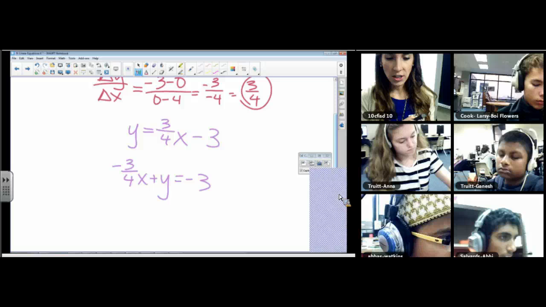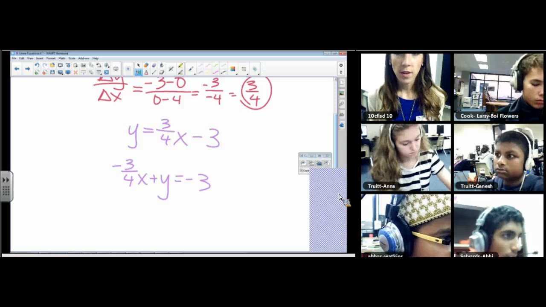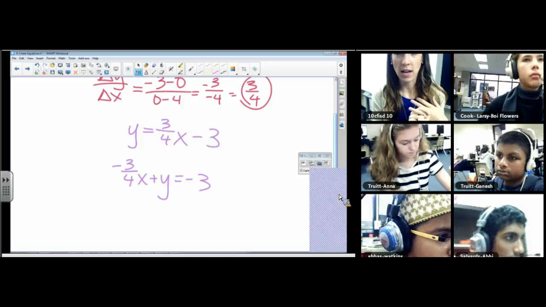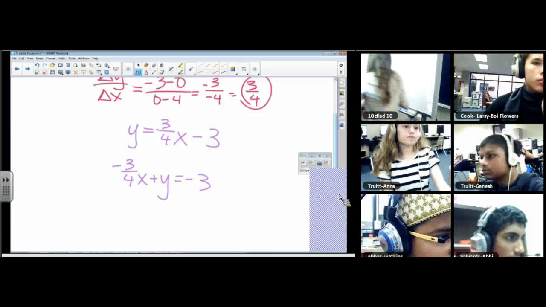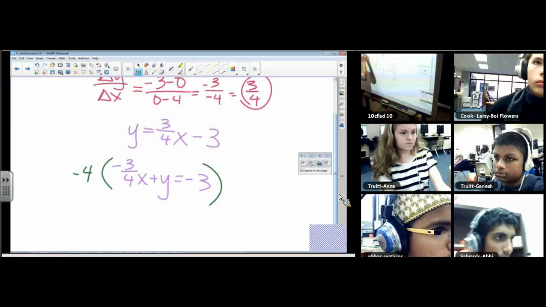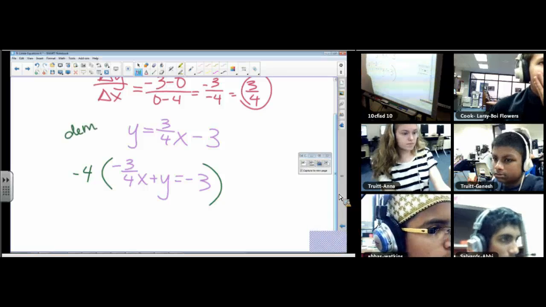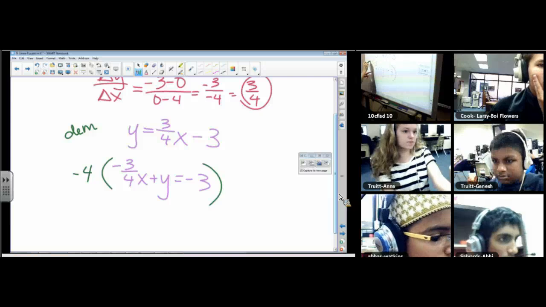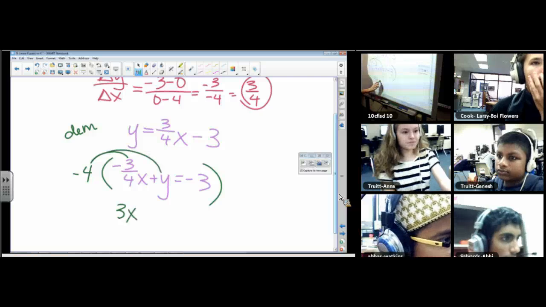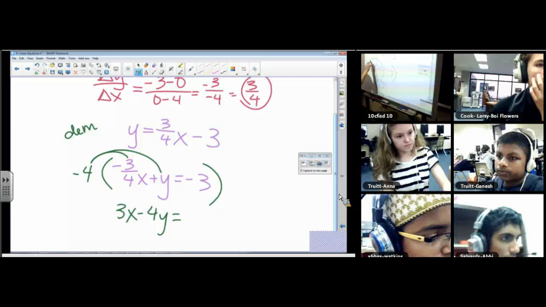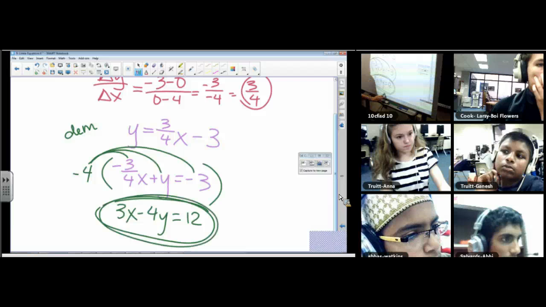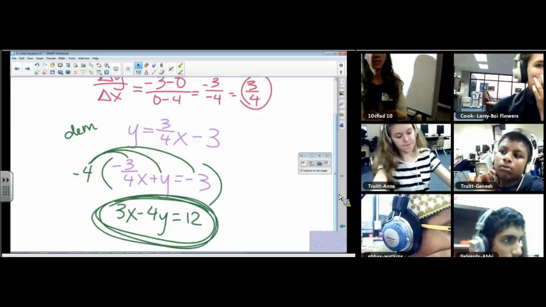And now I am officially disobeying all the rules. My leading coefficient is negative and I have a fraction. So I am uber grounded. I'm in big trouble. But we can fix it quite easily by multiplying everything by negative 4. I picked negative 4 because that's the denominator. So when I multiply negative 4 by this first one, my negatives will cancel and I'll have 3x. Then I multiply negative 4 by y, and then I multiply negative 4 times negative 3. So that is the answer.